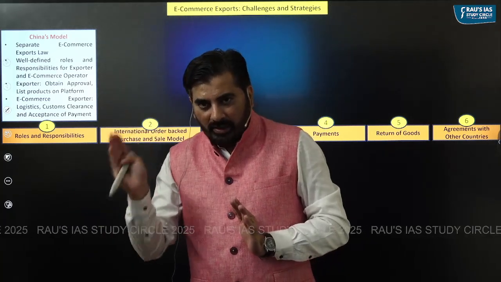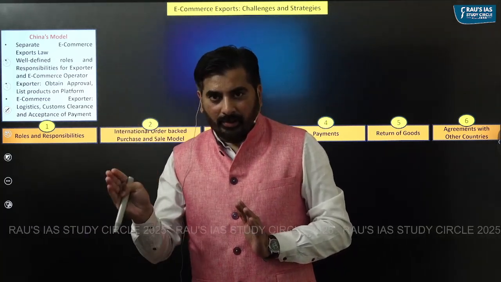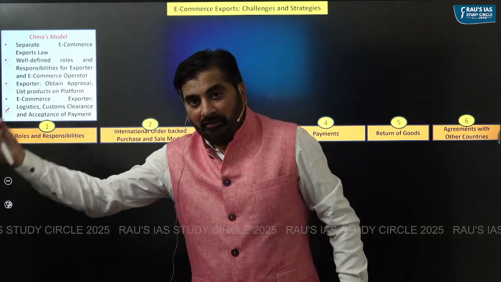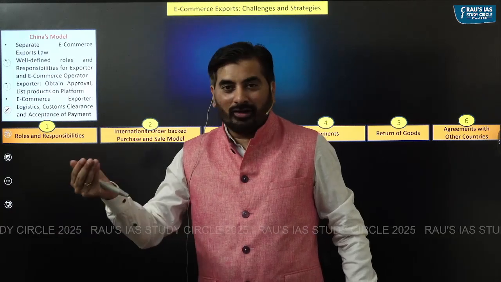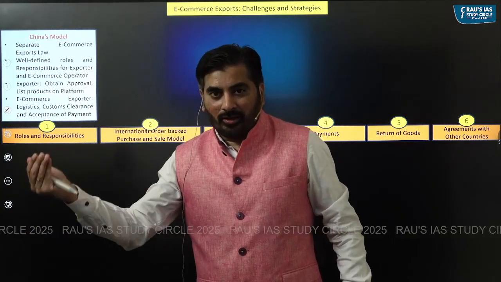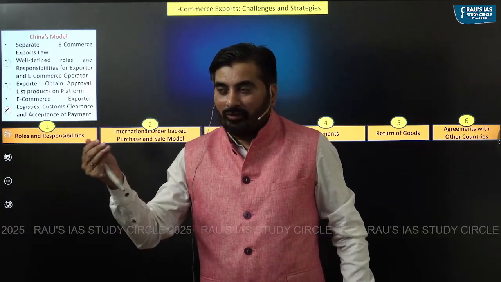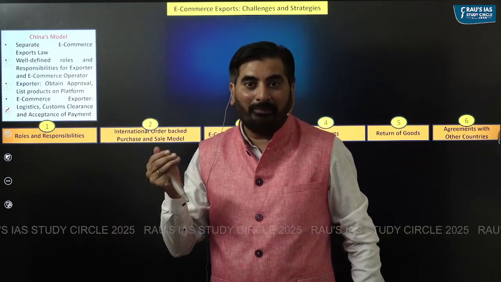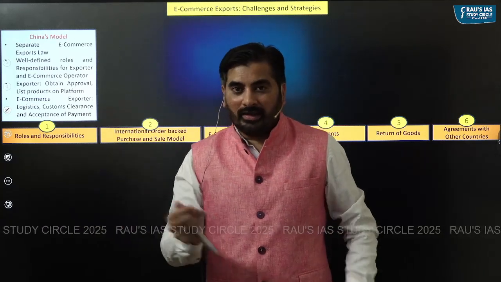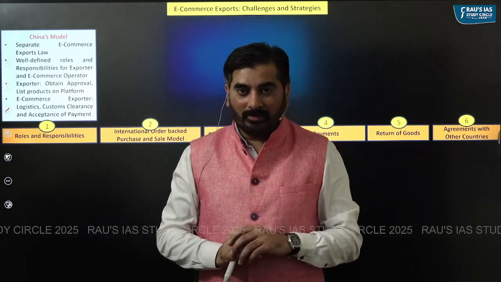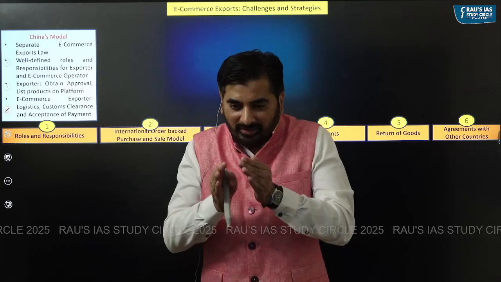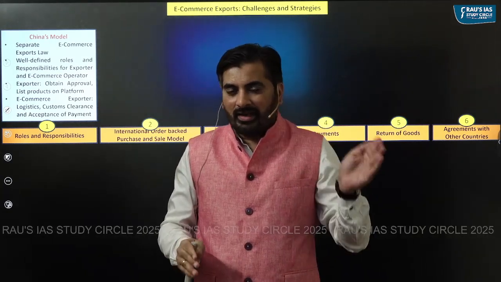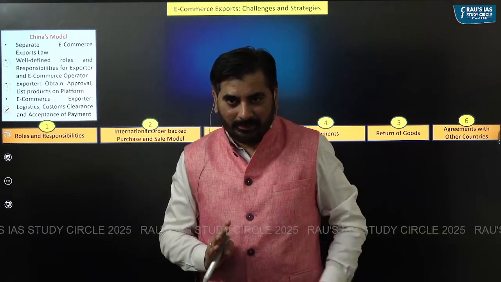When it comes to an e-commerce platform like Alibaba, they have to take care of the rest of the things. What are the rest of the things? They have to take care of logistics. They have to take care of customs clearance. They have to accept payment. So all other things are looked after by the e-commerce company. So there is a very well clear set of roles and responsibilities of the seller and the e-commerce company.